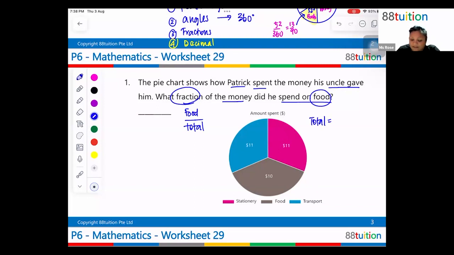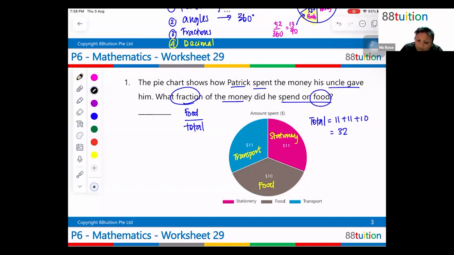Okay, this is easy. Okay, Brian says easy. What's the total money, Brian? Thank you, 32. Then the fraction of food. Which one is food? This is food. Stationery, and transport. Okay, food, stationery, and transport. Thank you, Brian and Hannah.